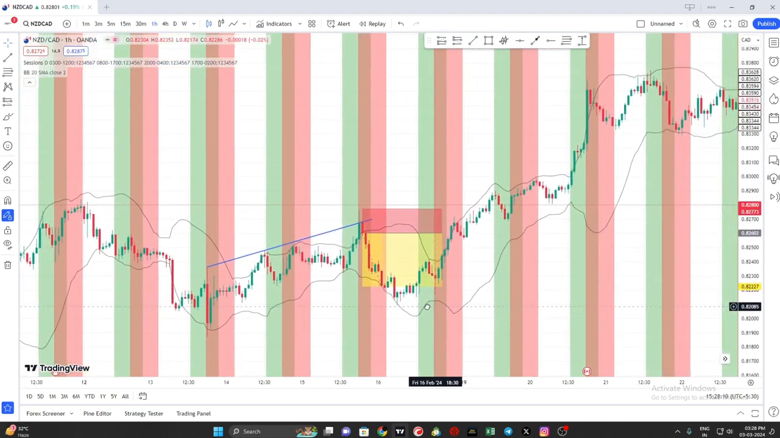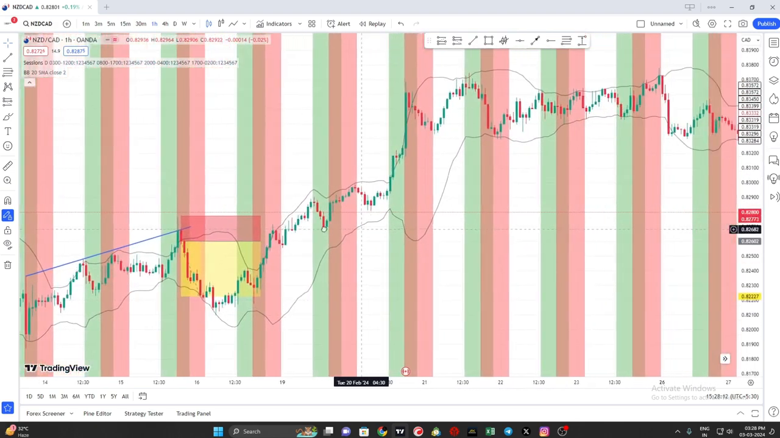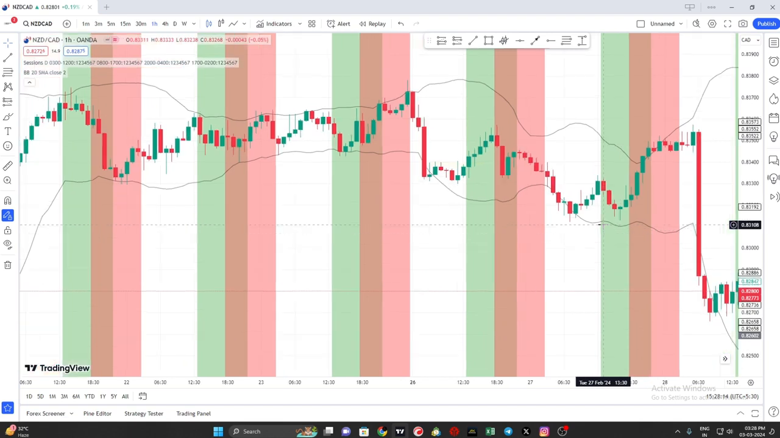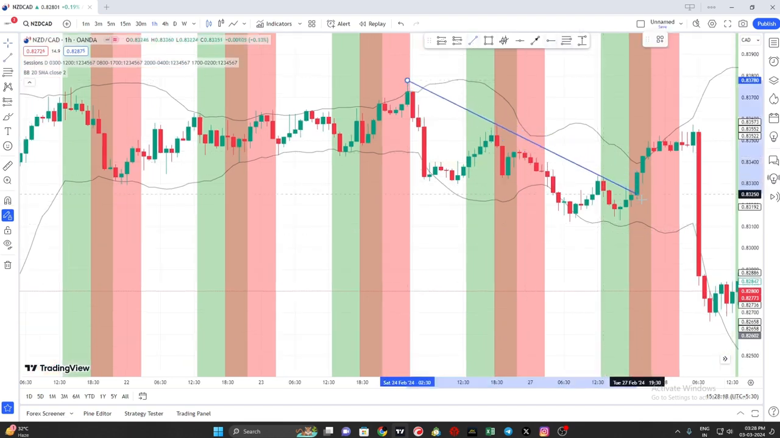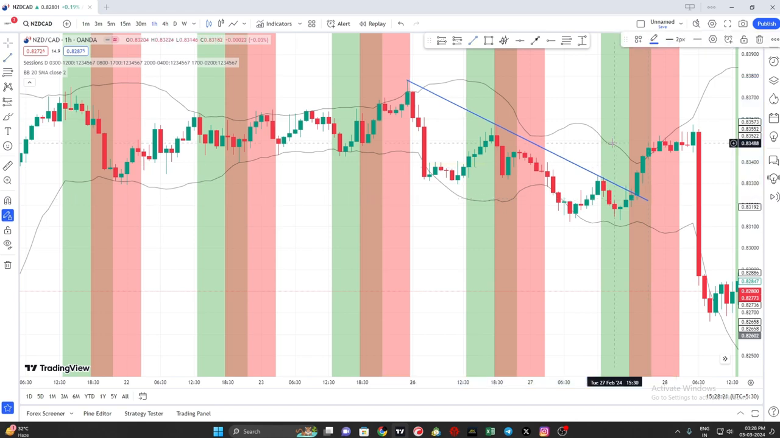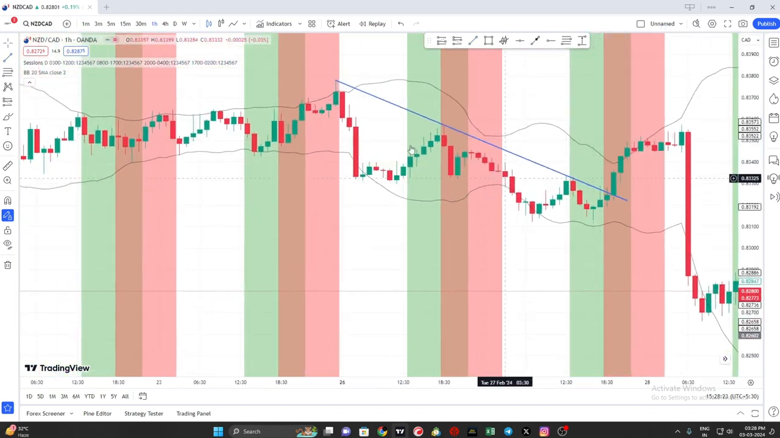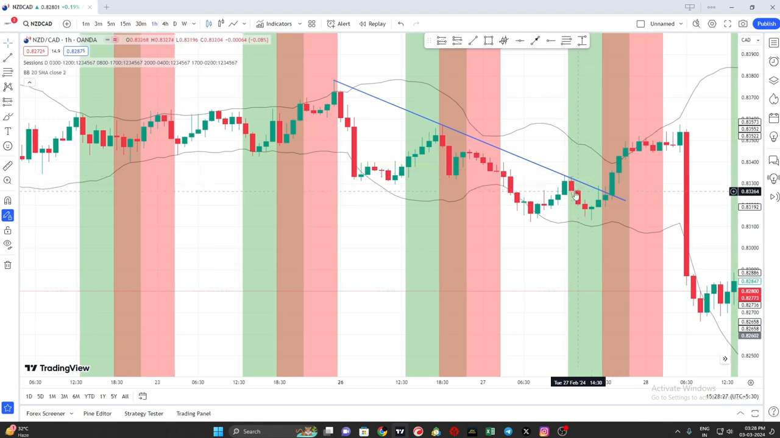Let me show you an example where we should not take a trade. Okay. So for example, you can see that we have got a trade right here. All right. First touch, second touch, and third touch. So this trade has formed inside the London session. It has got a red candle.